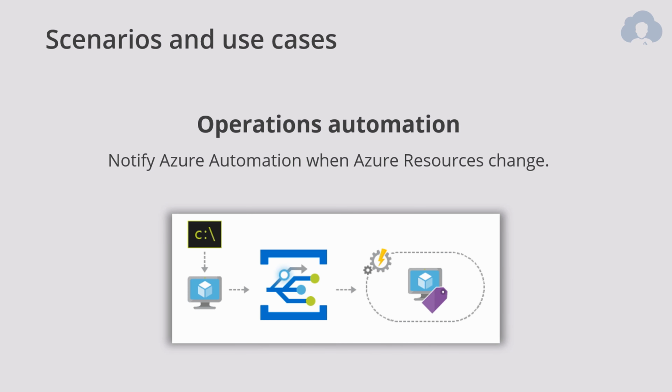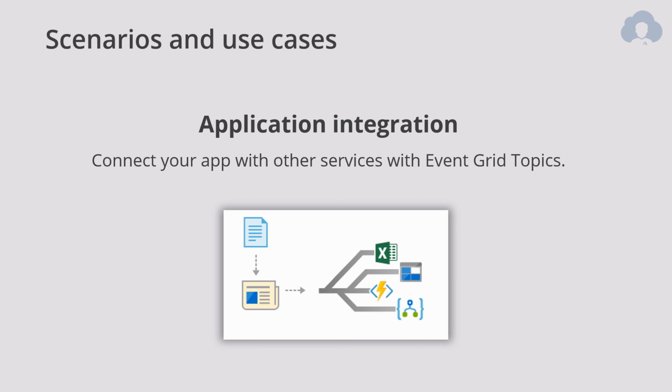Additionally, you can do operation automation. Since I already mentioned, you can react to events in your resource group and Azure subscription. You can notify services like Azure Automation to run some diagnostics, run some operation automation scripts on your infrastructure in Azure. Additionally, you can do any sort of application integration because there is something called Event Grid topics, which allow you to create custom endpoints and send custom events to your other applications. So it's a great tool to do application integrations.